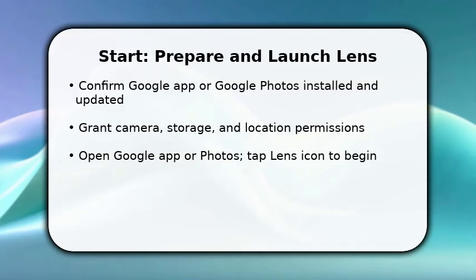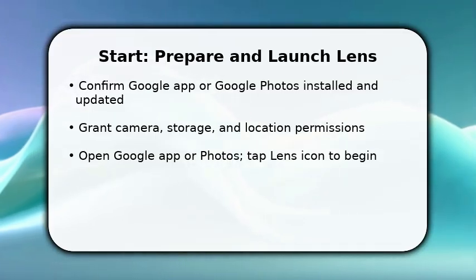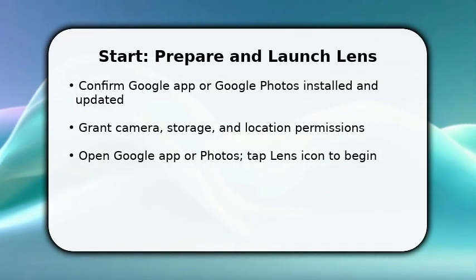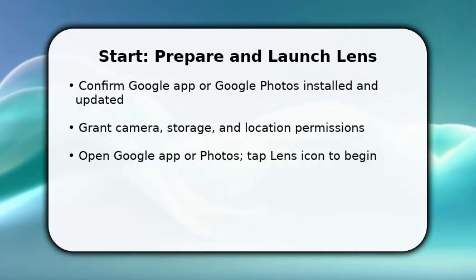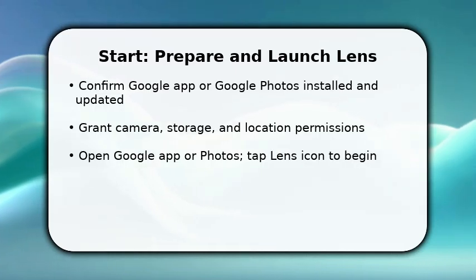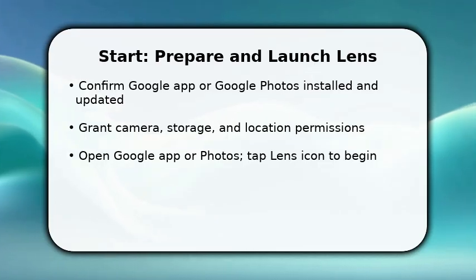You'll start by making sure the app and permissions are ready. That saves friction later. Open the Google app or Google Photos and tap the Lens icon in the search bar or toolbar. If prompted, allow camera and storage access so Lens can analyze live images and saved photos.